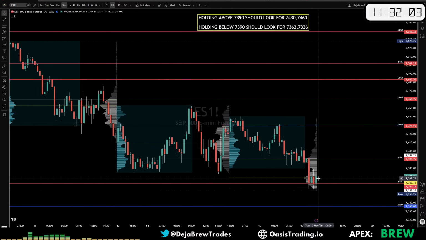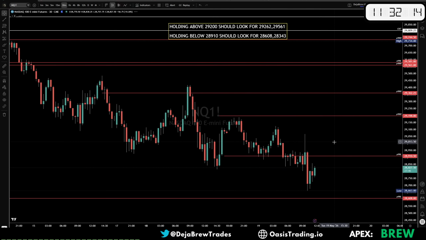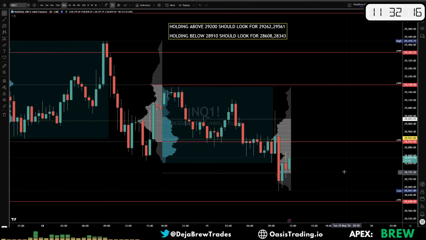If we cannot stay above that POC node, that's probably what's happening. If you do break above that POC, I'd say like 75, you're rotating back to 92. NASDAQ would rotate back to 29,025.